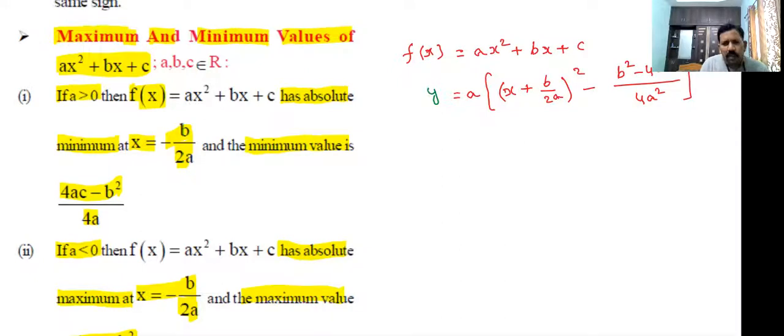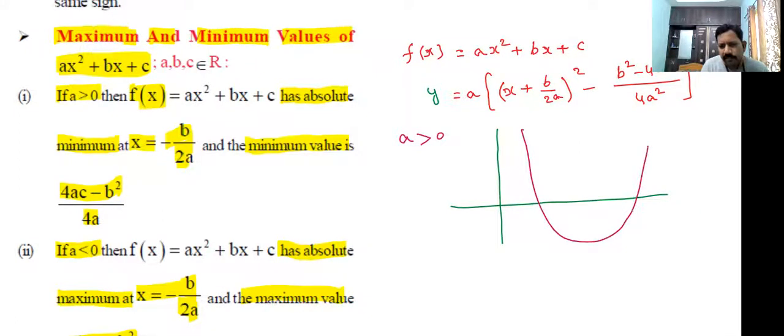Now here observe that this is a coordinate system. Anywhere you can take a parabola. If a greater than 0, the curve is upwards. Suppose I am taking this curve, a greater than 0, the curve is looking upwards. What about the discriminant? We don't know.